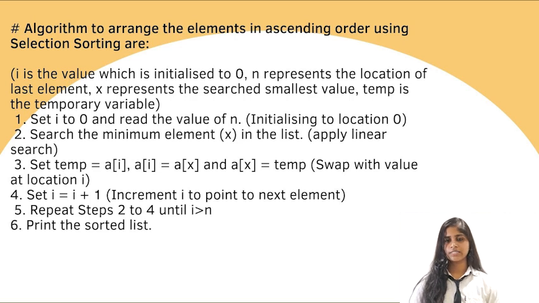Now coming to the first step, set I to 0 and read the value of n, initializing to location 0. Second, search the minimum element x in the list, apply linear search. Third, set temp equal to ai, ai equal to ax and ax equal to temp. Swap with the value at location I. Fourth, set I equal to I plus 1, increment I to point to the next element. Fifth, repeat steps 2 to 4 until I is greater than n. And last, print the sorted list.